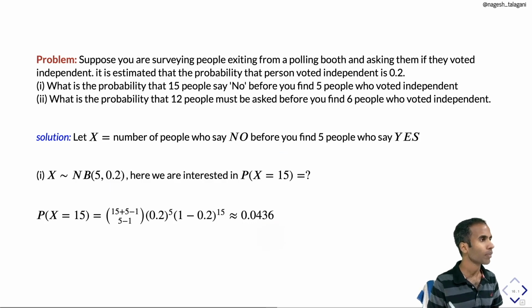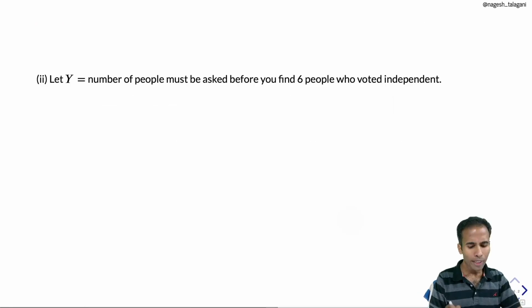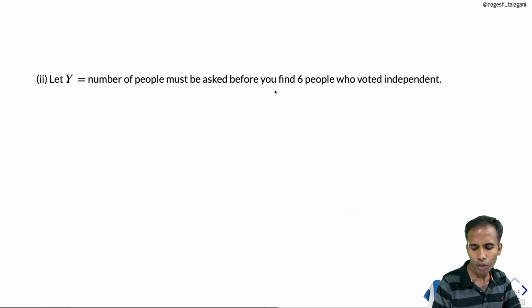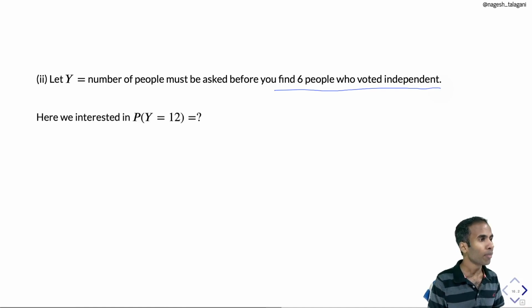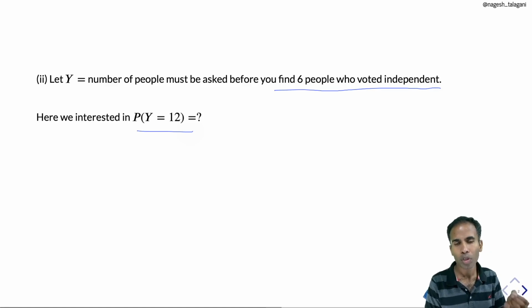Next question. What is the probability that 12 people must be asked before you find 6 people who voted independent? That means here the number of trials. We should be interested in the number of trials before the 6th success, right? Let Y denote the number of people who must be asked before you find 6 people who voted independent. So Y represents the number of trials required to see the 6th success. So here we are interested in the probability of Y equal to 12.